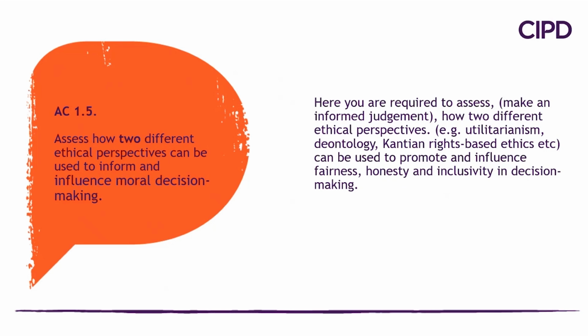AC 1.5, assess how two different ethical perspectives can be used to inform and influence moral decision-making. Here, you're required to assess, again, make an informed judgment, how two different ethical perspectives, for example, utilitarianism, deontology, Kantian rights-based ethics, etc., there's quite a few to go at, can be used to promote and influence fairness, honesty, and inclusivity in decision-making. So how do these philosophical assumptions from the ethics world inform or guide us to make fair, honest, and inclusive decision-making? Next slide, please.